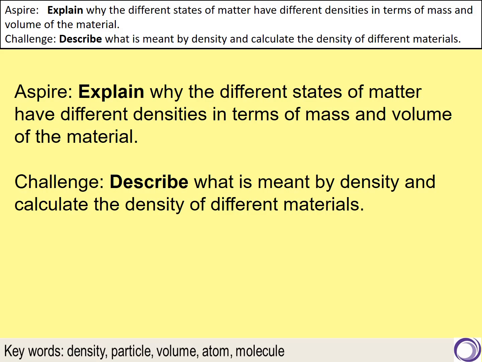Okay, our challenge today is to describe what is meant by density and to be able to calculate density of different materials. So that's just looking at that equation that we were looking at before. And then our aspire is to explain why different states of matter have different densities.